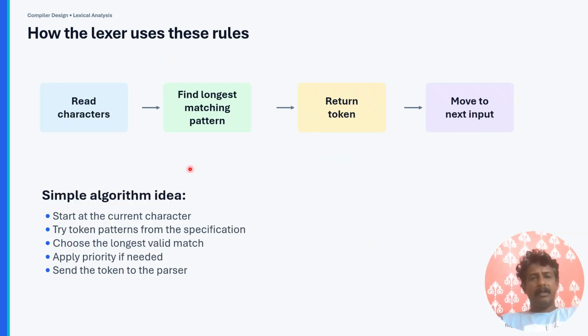And let us understand the lexer workflow. The lexer starts from the current character. It checks which token pattern can match the input. It tries to take the longest valid match. If more than one pattern matches, priority rules are applied. After deciding, it returns the token to the parser. Then it moves to the next characters and repeats the process. This is how a stream of characters becomes a stream of tokens.